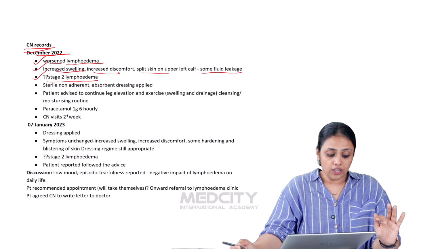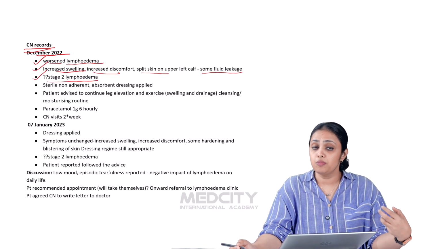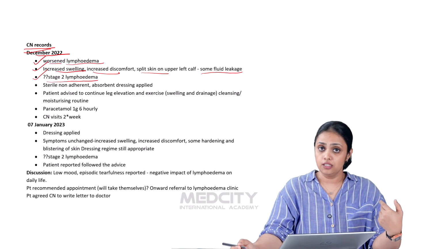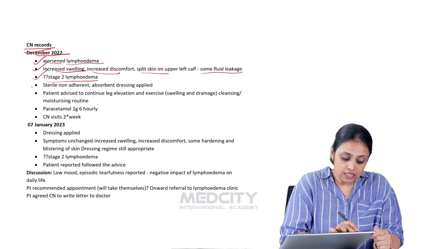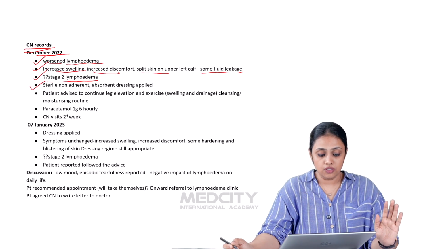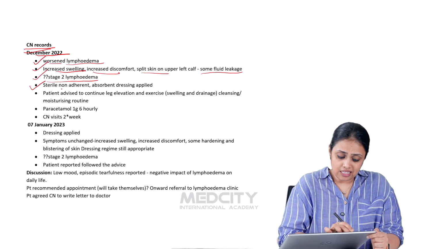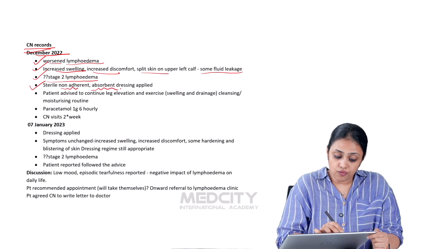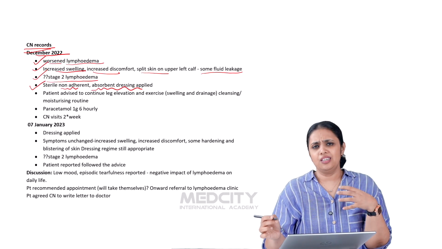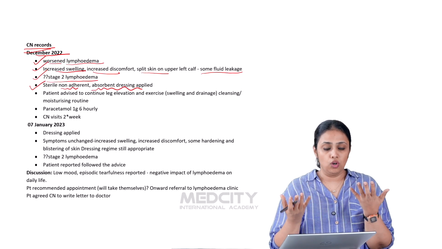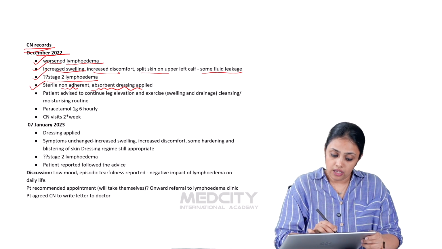Then sterile non-adherent absorbent dressing applied. So after noticing these symptoms, what did we do? The management that you did as the community health nurse was to provide this sterile non-adherent absorbent dressing. So that is also relevant, but whether we should detail it as a non-adherent absorbent dressing, it is understandable to the doctor. So even if you just mention that a dressing was applied, that is also enough.